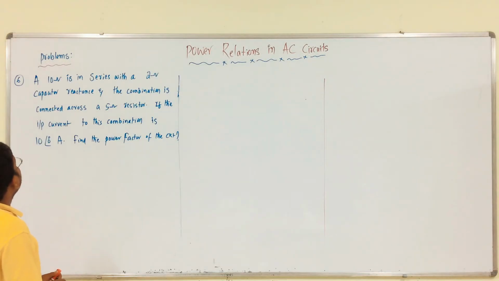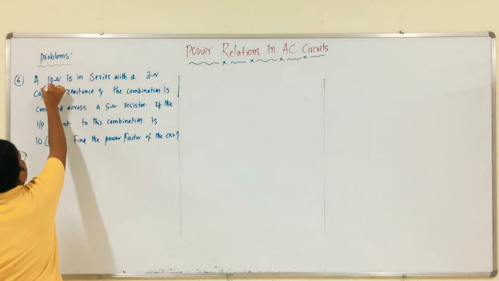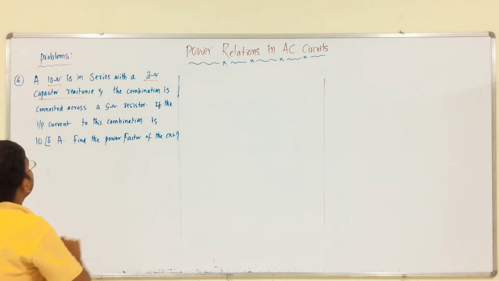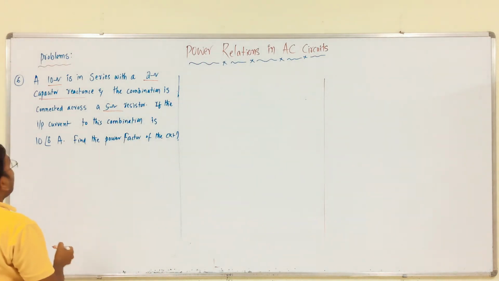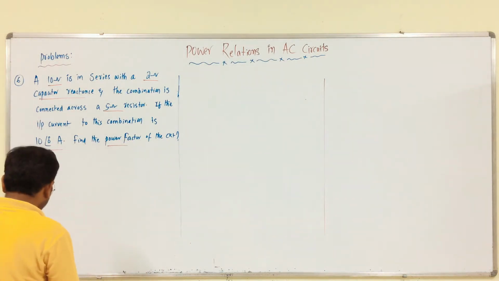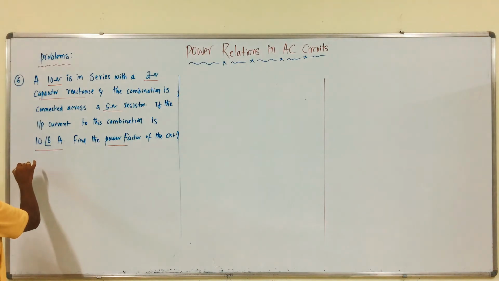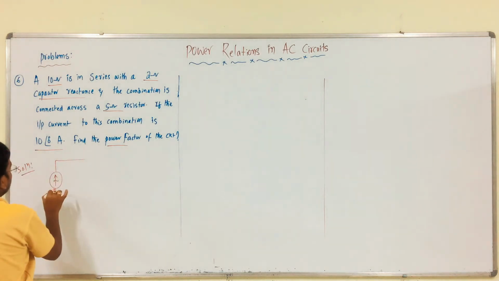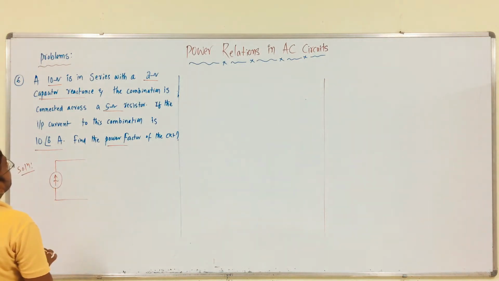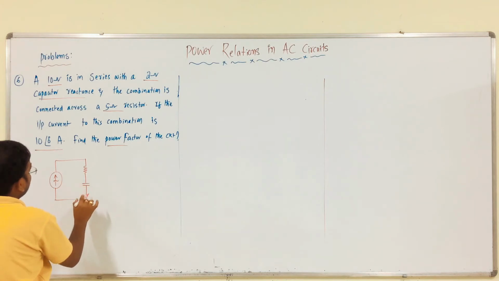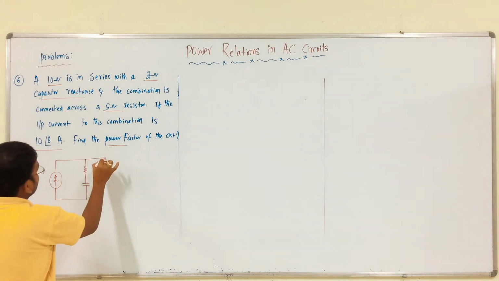A 10 ohm resistor is in series with a 2 ohm capacitor reactance, and the combination is connected across a 5 ohm resistor. If the input current to this combination is 10 at an angle 0 amperes, find the power factor of the circuit. That is it. We are provided a source connected to a series combination and a 5 ohm branch.